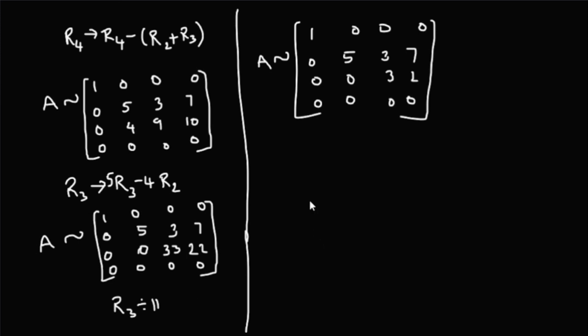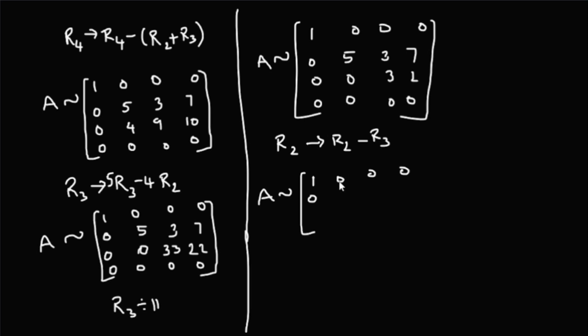Now let us do one thing. R2 implies R2 minus R3. R2 minus R3. In reverse, I am doing it. Okay. Then what happens to A? There is no change in the first row. 1, 0, 0, 0.